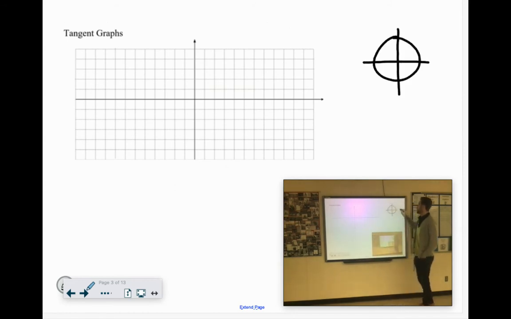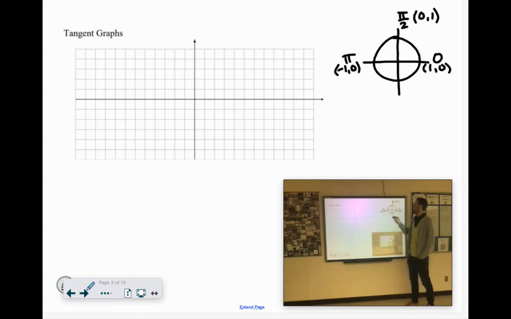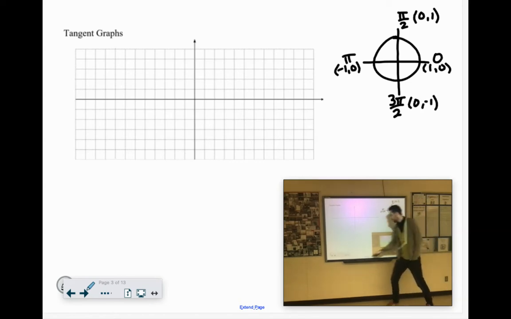So the unit circle here at 0, remember that coordinate is 1, 0. Up here at 90 degrees, or pi over 2, remember that coordinate is 0, 1. Over here at 180 degrees is pi, that coordinate is negative 1, 0. And down here at 3 pi over 2, 270 degrees, coordinate is 0, negative 1. Now remember that tangent is always y divided by x.